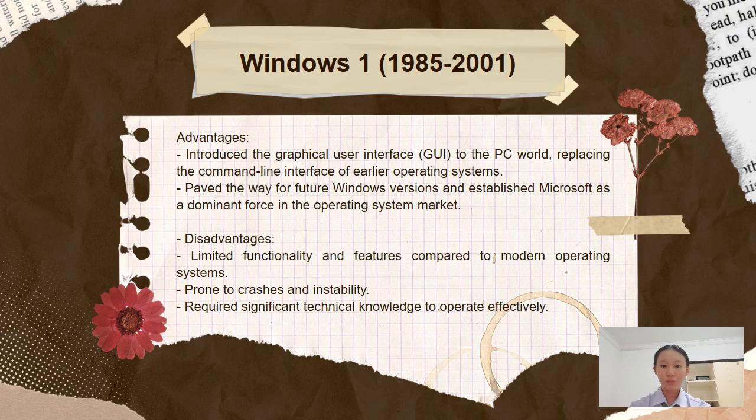Windows 1 from 1985. The advantage is it introduced the graphical user interface, or GUI, to the PC world, replacing the command interface of earlier operating systems. It paved the way for future Windows versions and established Microsoft as a dominant force in the operating system market.